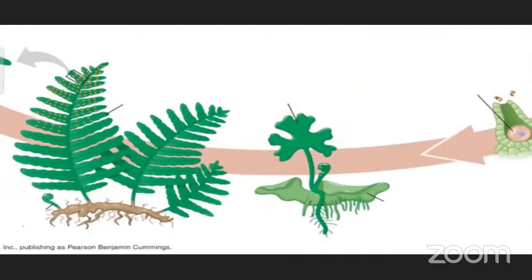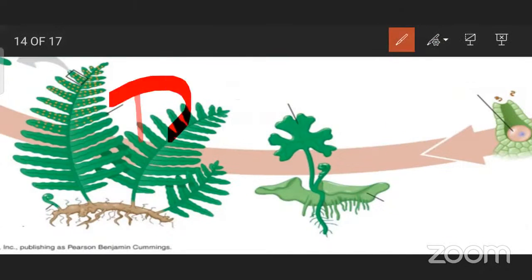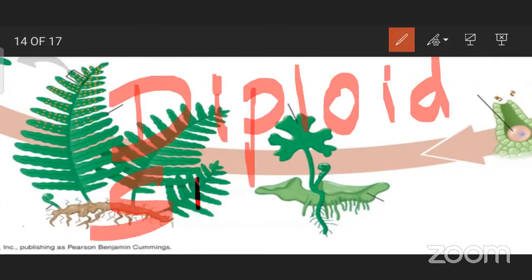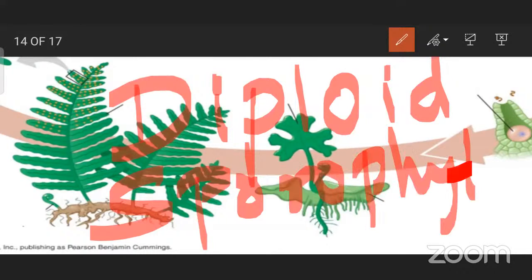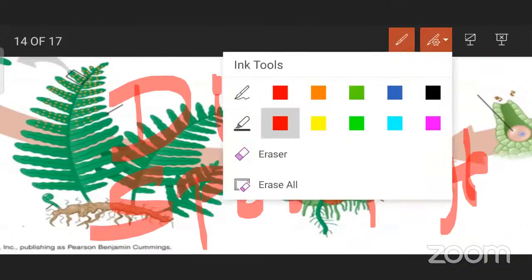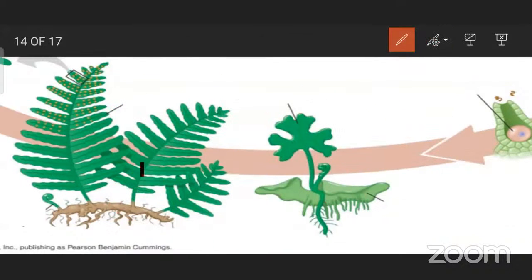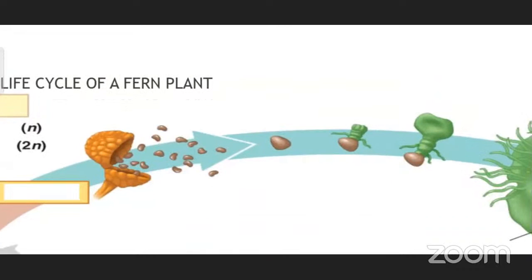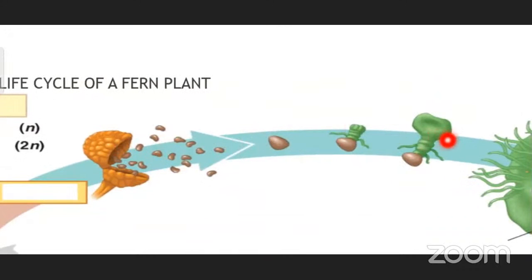So in the life cycle of these pteridophytes, you can see the sporophyte. This is a sporophyte which is diploid in condition. It is the dominant, long-lived stage. So it is a diploid sporophyte, and this is the dominant. And it is forming the spores, which are haploid due to meiotic division, and it is developing into a gametophyte.